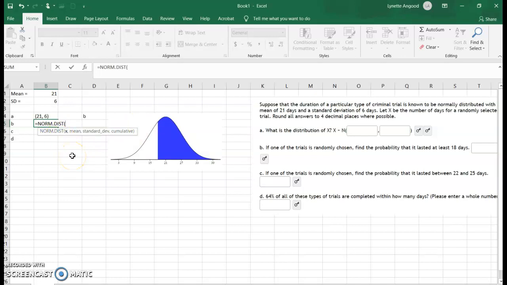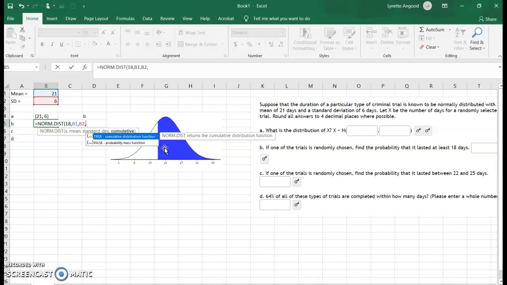And what's nice in Excel is that it tells you exactly what you've got to give it. Well, X is the boundary line in our shaded region. And so that boundary line is we're looking for the probability that it is at least 18 days. So X is 18, comma. The mean, of course, is 21. I can just type it here, or I'm just going to click on the cell, comma. The standard deviation is 6, which again, I can just type 6 there, or just click on the cell where I entered the 6, comma.